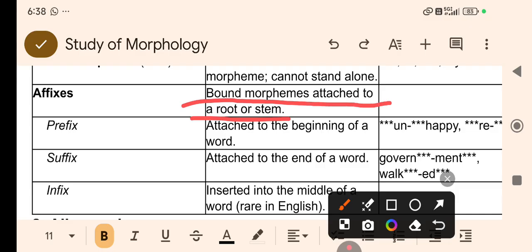Prefixes: pre means before, so they attach at the beginning. For example, unhappy, recall, restart. These are words with parts attached at the beginning, and they are called prefixes. Pre means before, a fix before the root word.